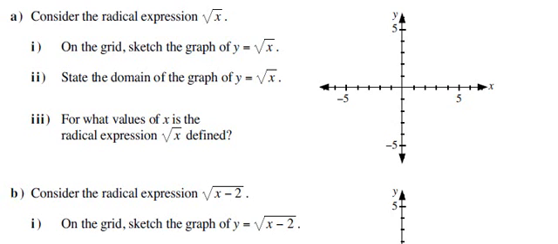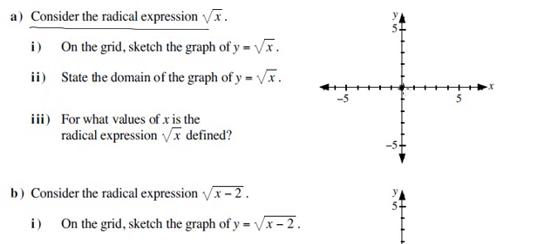All right, let's see some things about square root functions. This says consider the radical expression root x, which means think about all the things you already know about it, and then we're going to ask you some questions. So, the square root function looks like half of a parabola, and it opens to the right.